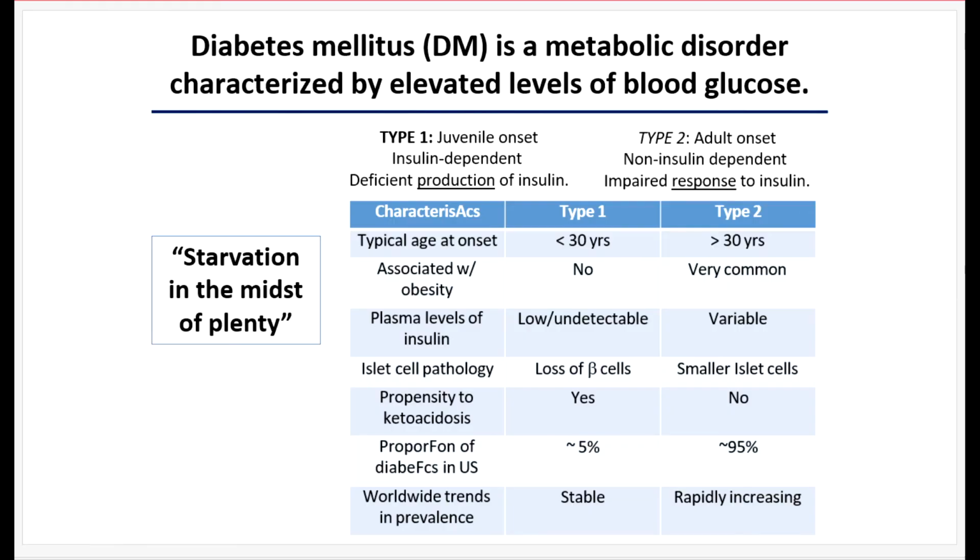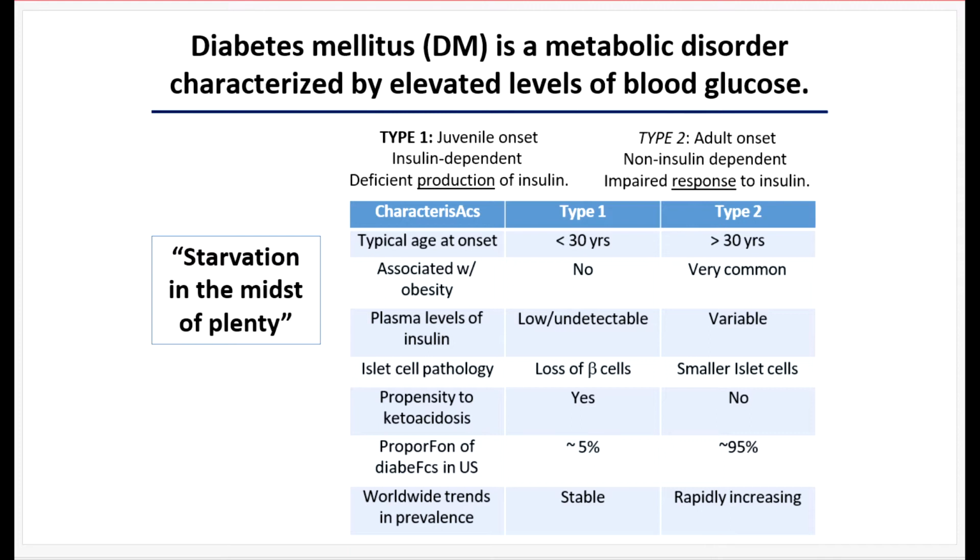So what happens when all of the regulatory systems in place caused by your hormones start to fail? The result is a metabolic disorder characterized by elevated levels of blood glucose. So essentially, you're not able to import glucose from the bloodstream and into the body cells.